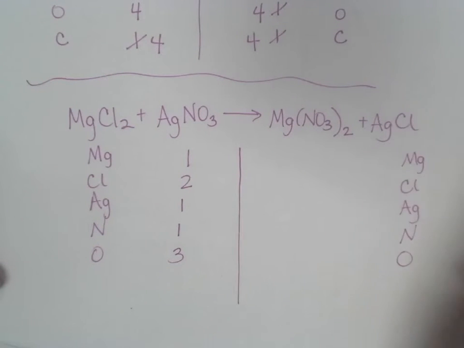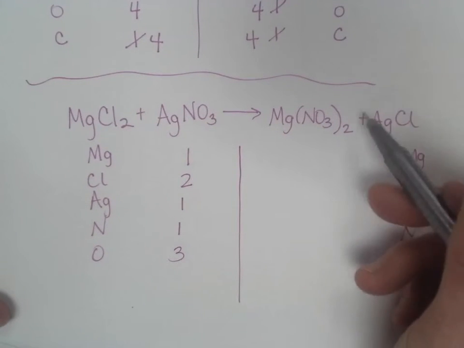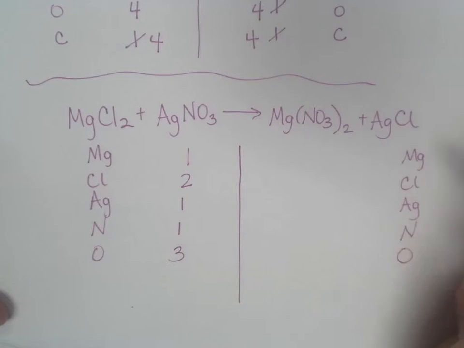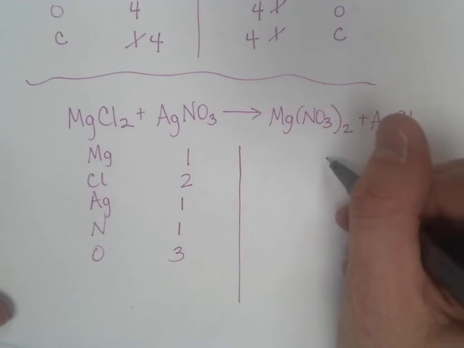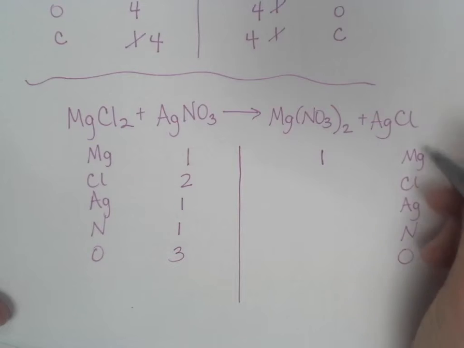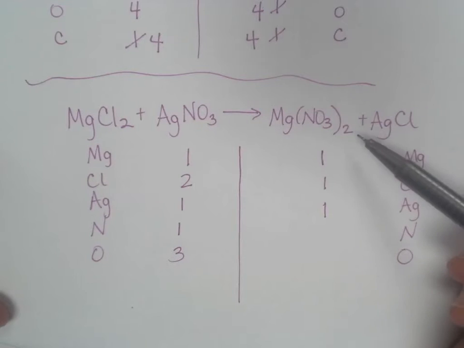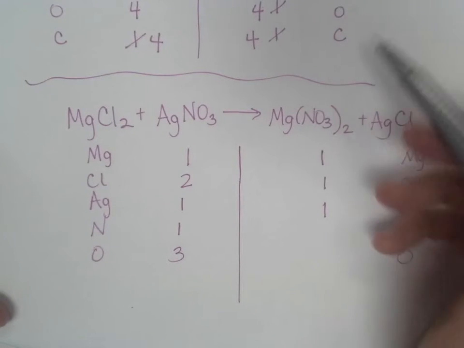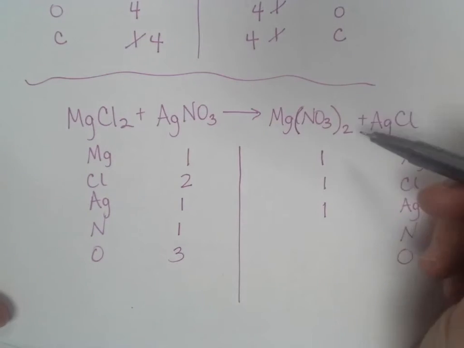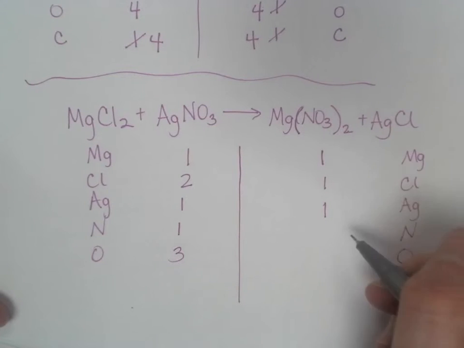Now coming over here. This one's only tricky because of these 2 different subscripts. We'll talk about it. So let's do magnesium has 1. Chlorine has 1. Silver has 1. Nitrogen, okay? This subscript is in reference to this whole thing in parentheses. So there's 2 nitrogen.